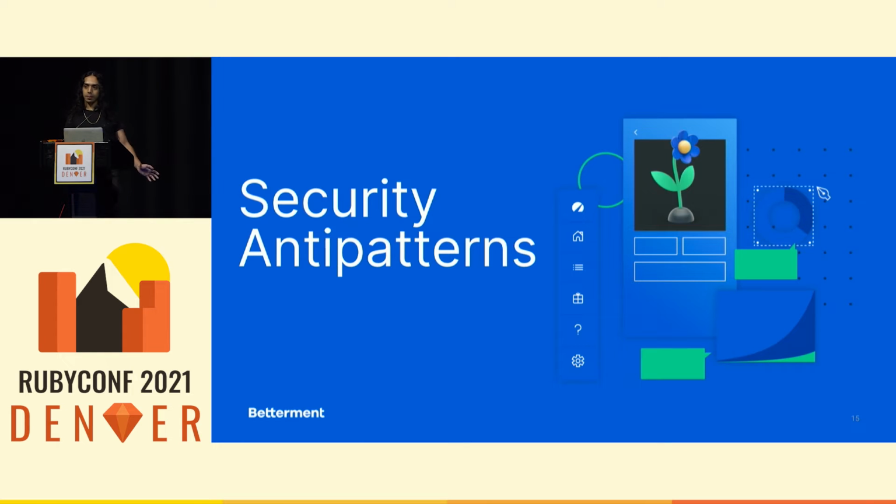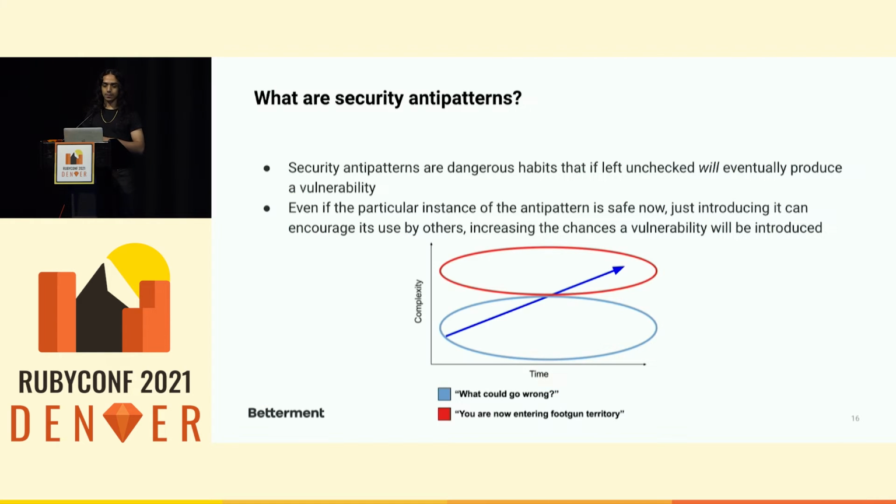Cool. So you all came here for a security talk. It's only fair that I actually start talking a bit about security. So I'll be talking about anti-patterns. As software engineers, we're all very familiar with anti-patterns. These are generally things that are considered bad practice that you shouldn't do. But what makes security anti-patterns more egregious is that they are much more likely to lead to vulnerabilities. So over time, as you introduce more and more of these anti-patterns, you're much more likely to introduce a vulnerability.